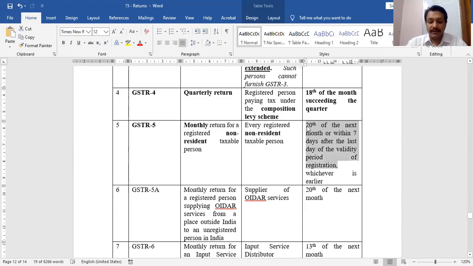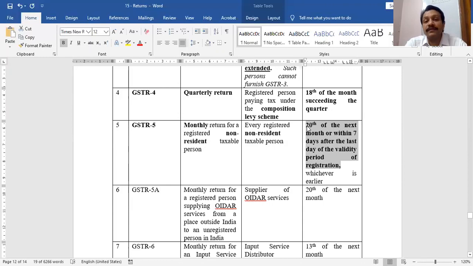I have forgotten whether I have taught you registration or not. But in registration, this concept is there. For a non-resident, when they get their GST registration, it comes with a validity certificate. For a person who is a resident and lives in India, whenever you get any registration, it becomes permanent unless you surrender it or cancel it.